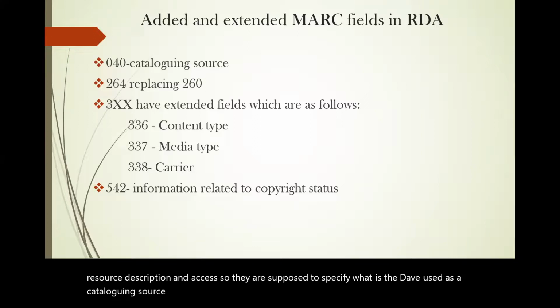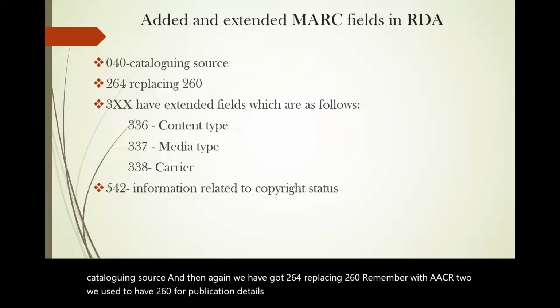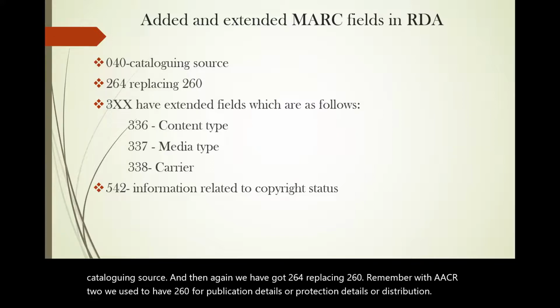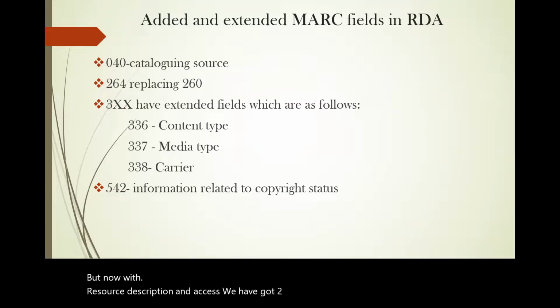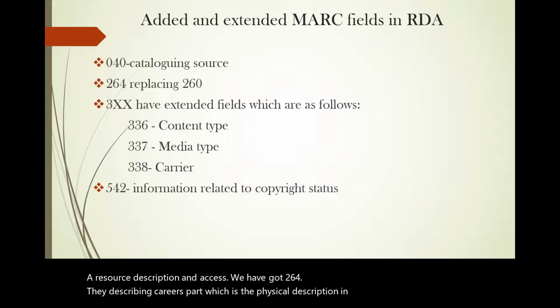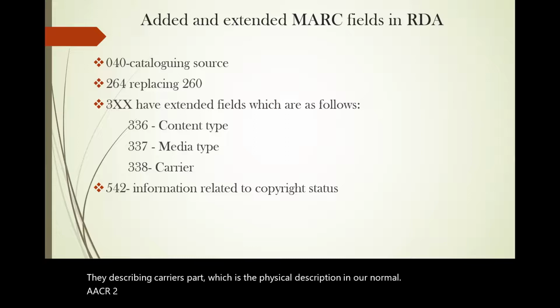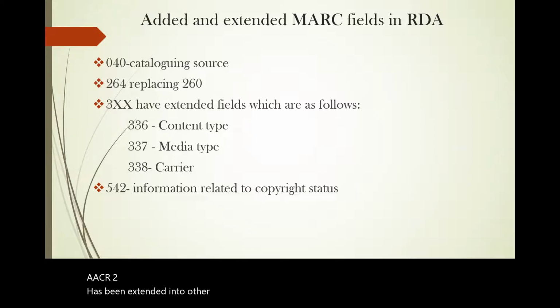And then again, we have 264 replacing 260. Remember, with AACR2, we used to have 260 for publication, production, or distribution details. But now with Resource Description and Access, we have 264. The describing carriers part, which is the physical description in AACR2, has been extended into three further areas. We have 336 now, 337 and 338.